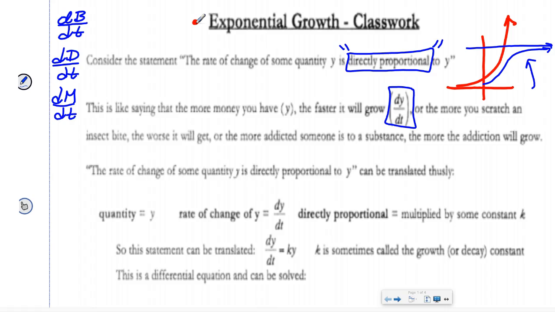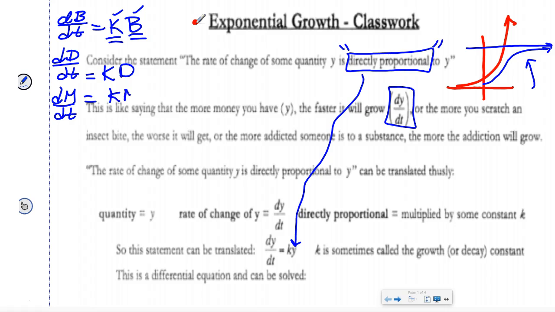And if they say that they're directly proportional to y, what that means is they're directly proportional to the amount present. Now, in a real world context, it just means that the more bacteria there is, the faster it's going to grow. It's proportional to the amount there at any given time. So the bigger B is, the more you're going to have. Same here. This would be directly proportional to the amount of people who have the disease. The more who have it, the faster it's going to spread. Same with your money. The more money you have, the faster it's going to grow.